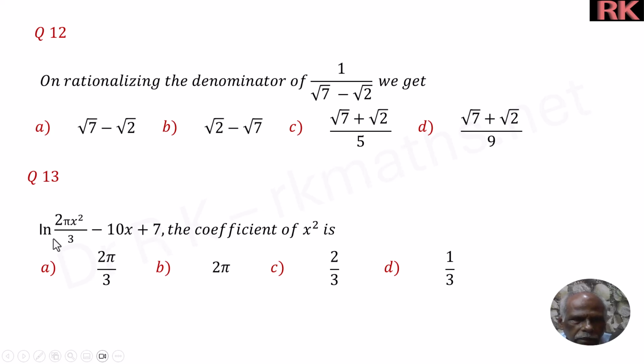Question number 13. In the logarithm of 2 pi x squared by 3 minus 10x plus 7, the coefficient of x squared is. Now you can find out the option from these options. You can also write 0 as an option, but that will be a special case because logarithm of 2 pi x squared by 3 itself can be expanded and the coefficient of x squared will be 0 there. But here we will have to find out the coefficient of x squared, this term. So the answer should be 2 pi by 3. You can try it yourself.